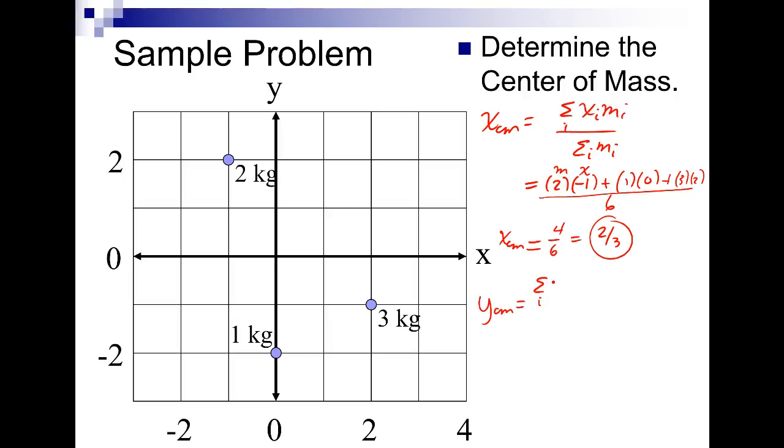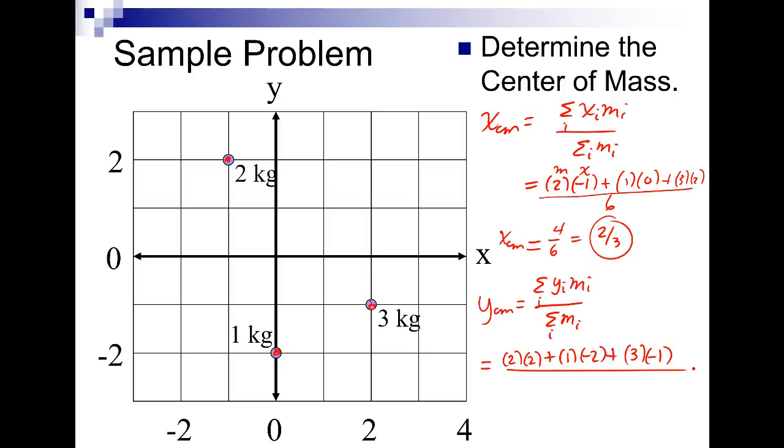The y center of mass is the exact same calculation. It's the sum over all i of yi mi divided by the sum over all i of mi. Okay? So that's going to be 2 kilograms times 2 meters for the 2 kilogram guy up here. And then we'll have 1 kilogram times -2 for this guy here. And then we're going to have 3 kilograms times -1 for this guy right here.